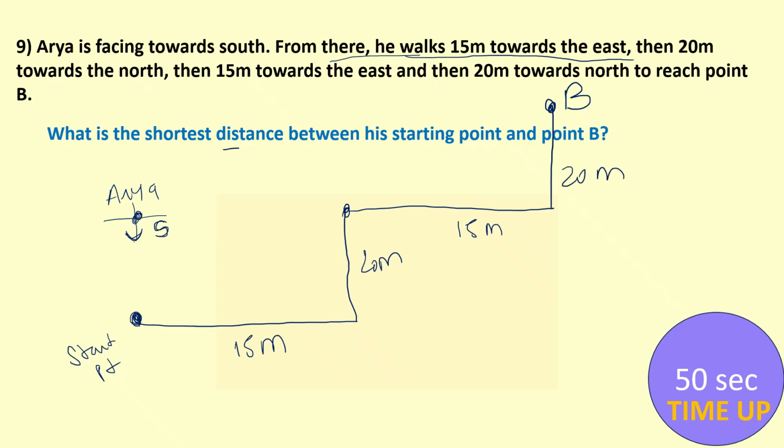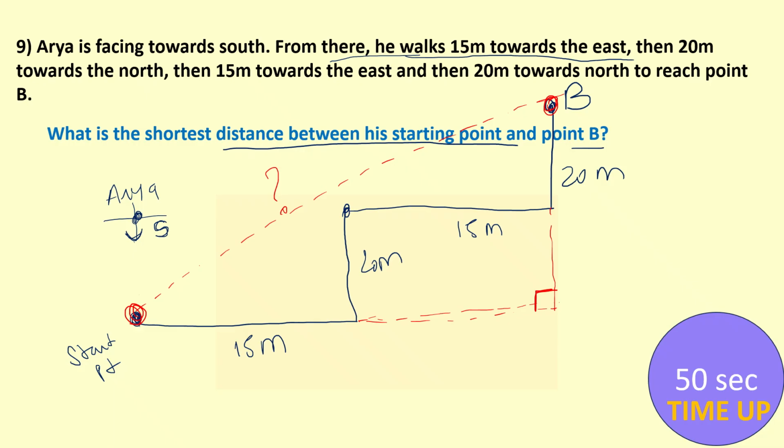Now, what is the shortest distance between your starting point and point B, they have said. So this is your starting point and this is your point B. Shortest distance we need. So draw the triangle. Just extend this. It will form a right angle triangle. So this you need to find out, correct?